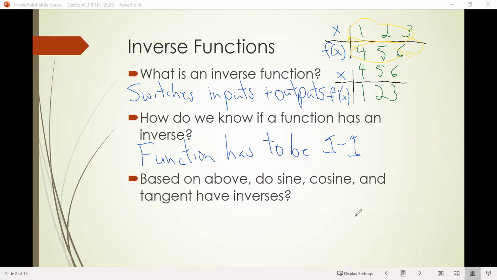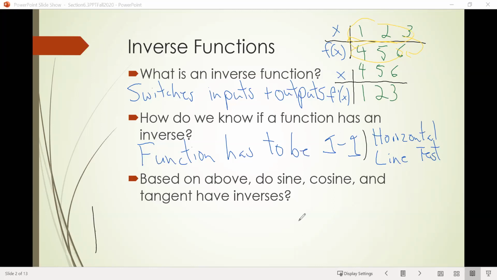You may also recall that one way to tell if a function is one-to-one is to do the horizontal line test. So if we can draw a horizontal line on the graph of a function that intersects the function in more than one place, then that function is not one-to-one and therefore does not have an inverse. Okay, with that information in mind, if we think about sine, cosine, and tangent, and in particular the graphs of those functions, would they pass this criteria?